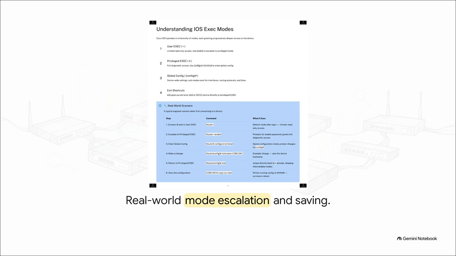Then you type end to drop right back out to that privileged prompt. Finally, and this is absolutely crucial, you type copy run start. This takes your change from running memory and securely saves it to NVRAM so it actually survives a reboot. Literally, this is the core rhythm of every network engineer's day.